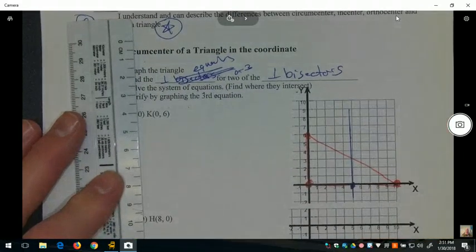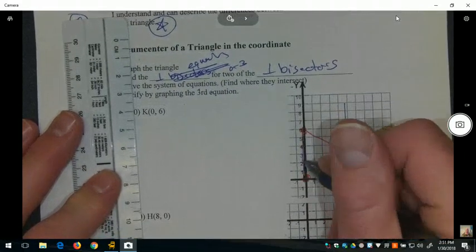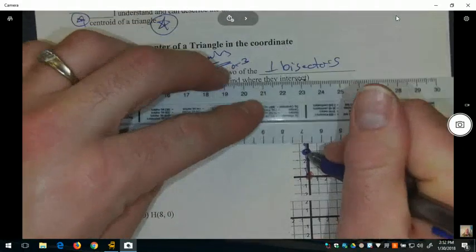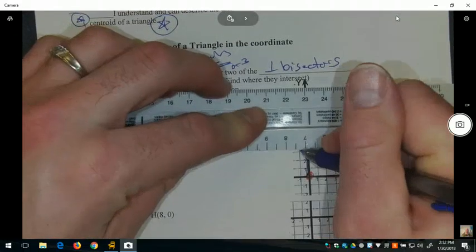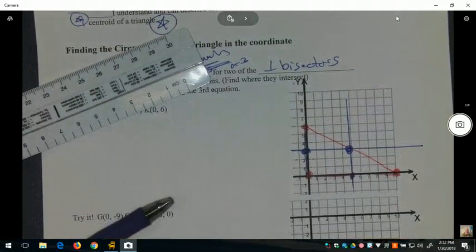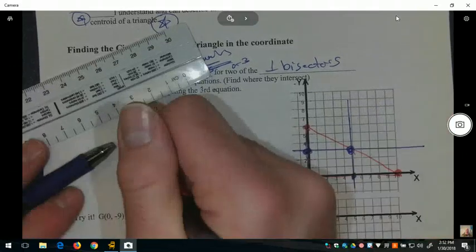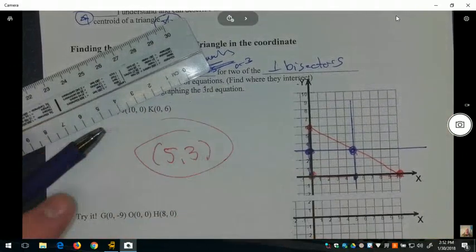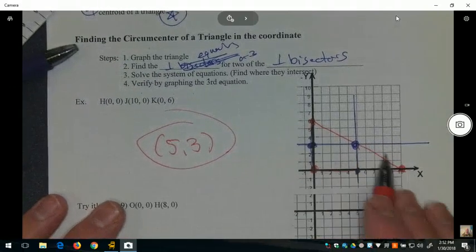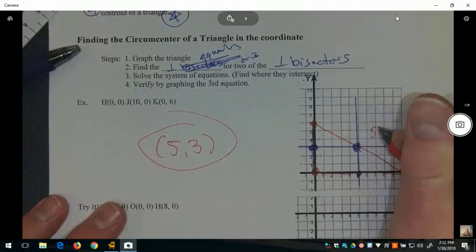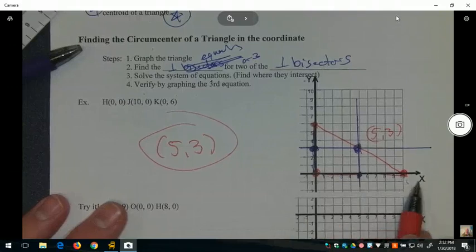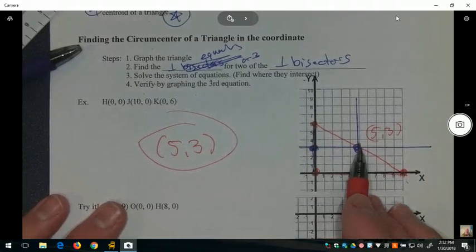So there's a perpendicular bisector. Here, the distance of this is 6, so the midpoint's at 3. It has an undefined slope, so its perpendicular line will have a slope of 0. And with two of them, that's the intersection point right there at 5, 3. 5, 3 is the location of the circumcenter. I also can check this by finding the midpoint of this, which just so happens to be 5, 3, because half of 10 plus 0 is 5, half of 0 plus 6 is 3.